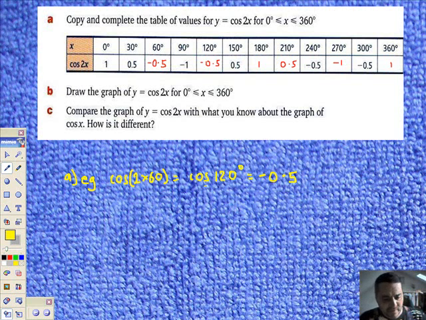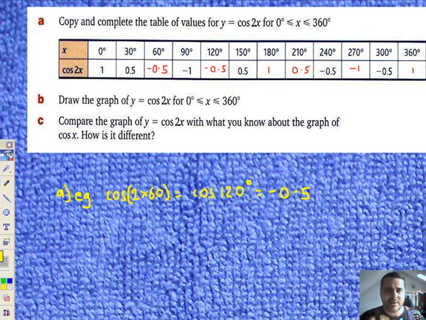Section 21.3, carrying on with circular functions. Question 4 says copy and complete the table of values for y equals cosine 2x. Please note, not cos x or sine x, but cosine of 2x. And we go from 0 to 360 degrees, going up in 30 degree lots at a time.